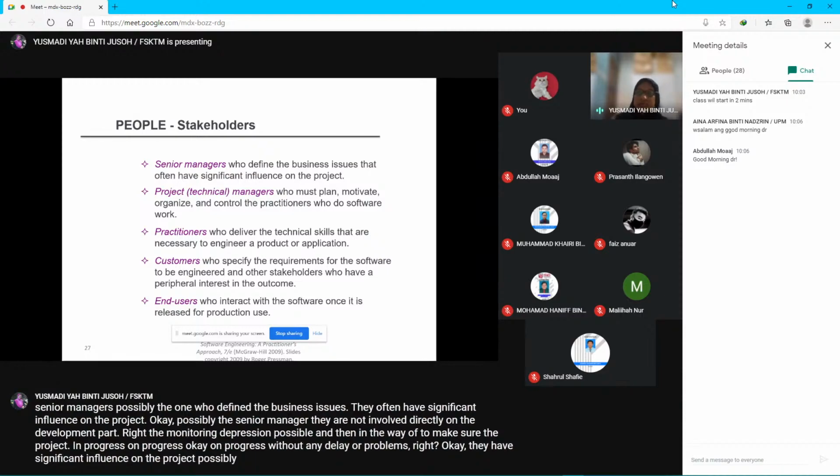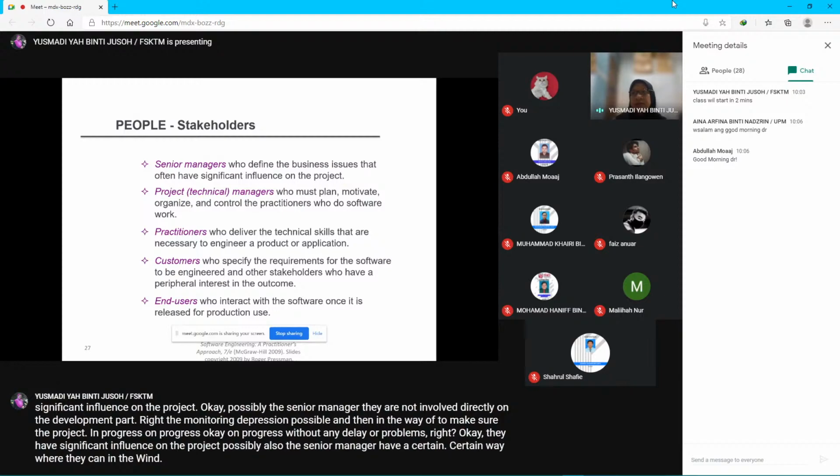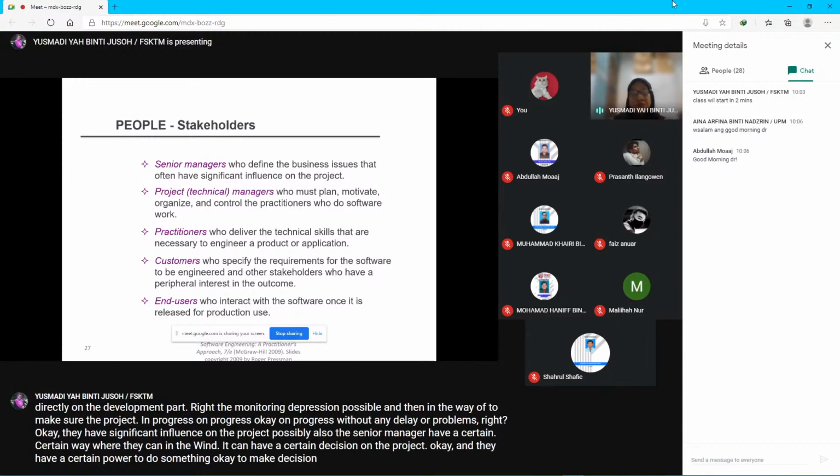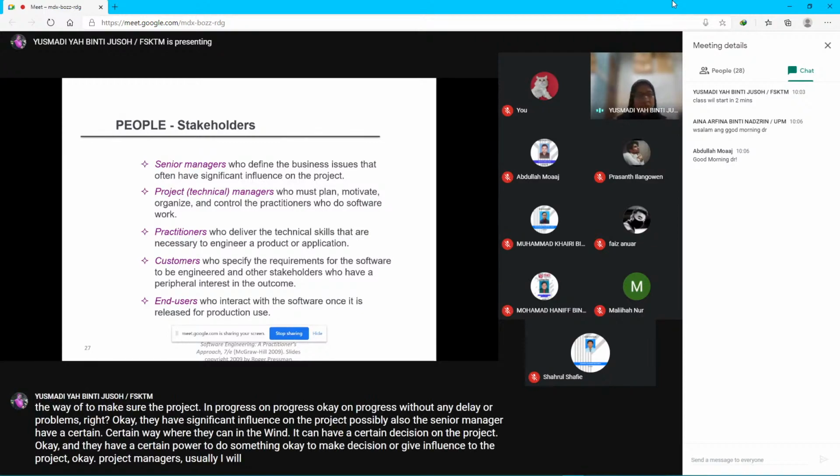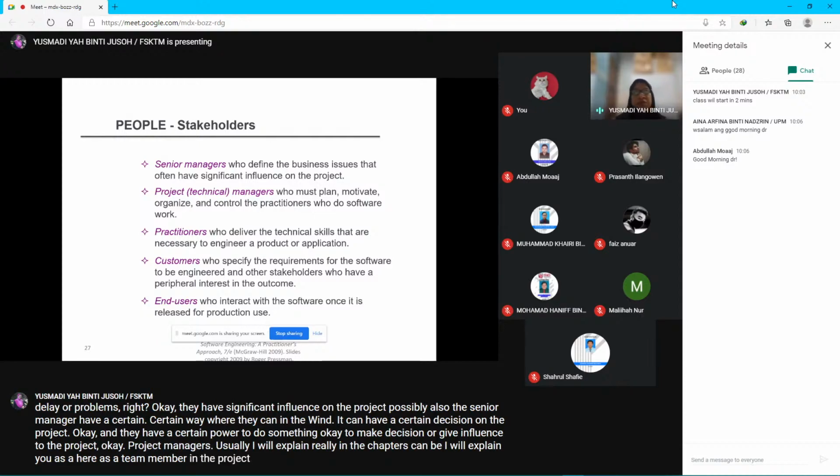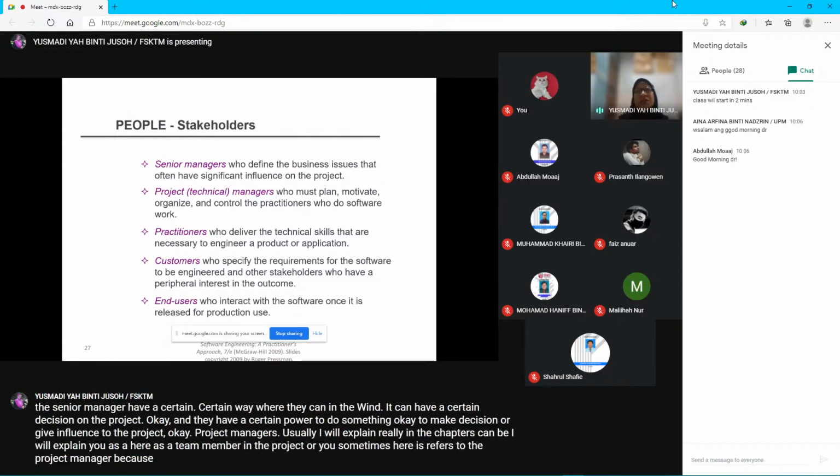Possibly also the senior manager has a certain way where they can intervene. They can make a certain decision on the project, and they have a certain power to do something, to make decisions or give influence to the project. Project managers, I will usually explain in the chapters. It can be you as a team member in the project, or sometimes here it refers to the project manager, because the project manager is the one who directly manages the project.